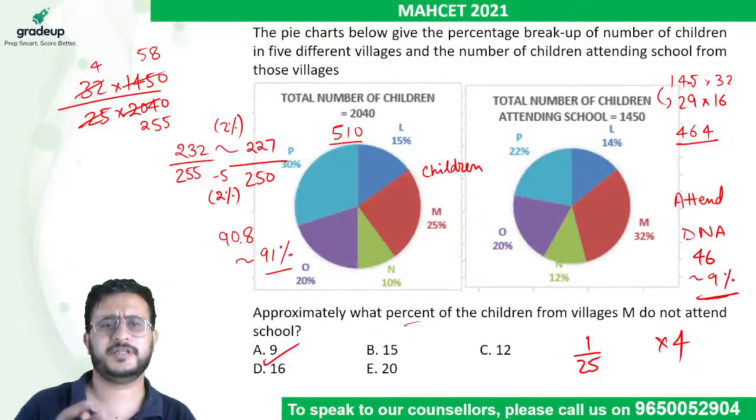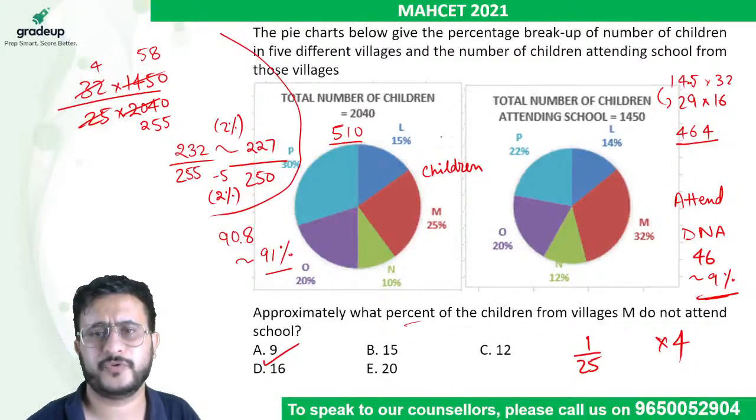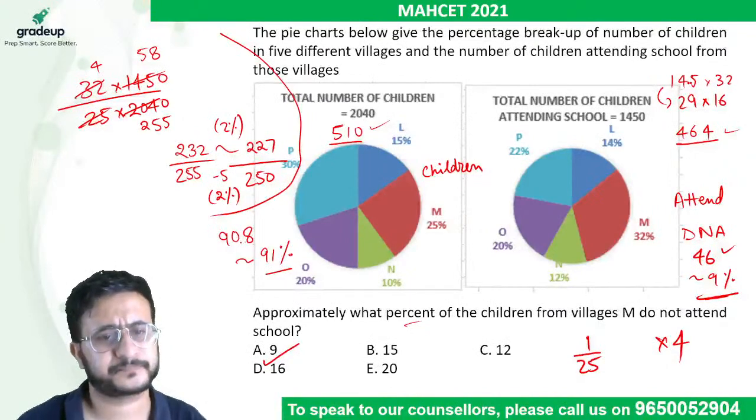So it's your wish. Either you directly use the ratio to find it, or you find the number of children attending and not attending, and then find the percentage.